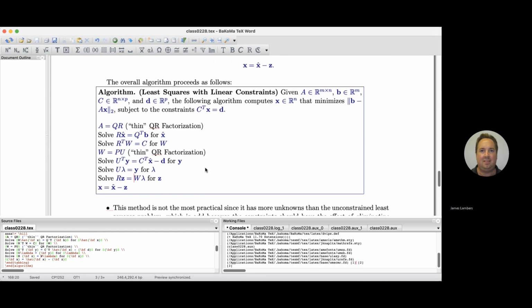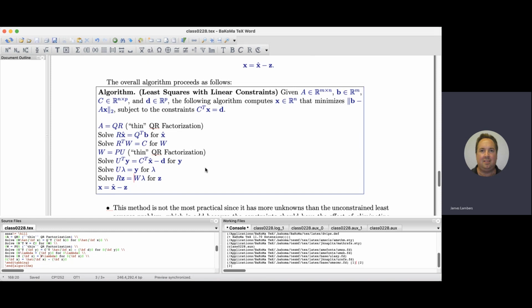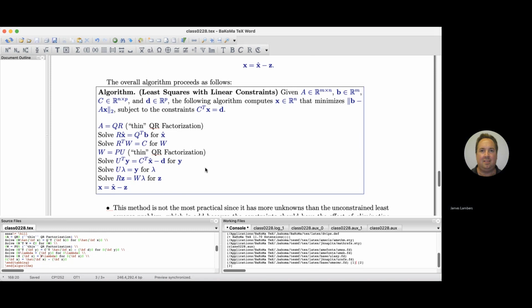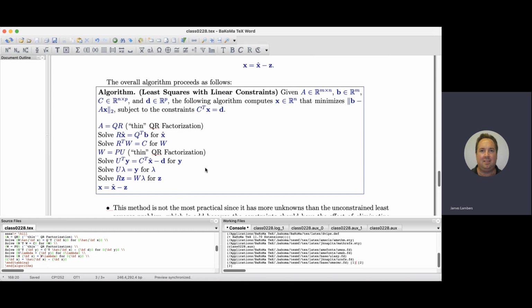Now, there's one problem with this algorithm. We were originally trying to find X, which has n variables, and p constraints are applied to them. But then we recast the constrained minimization problem as one of minimizing F, which depends on both X and lambda. So now, instead of trying to minimize a function of n variables subject to p constraints, we're trying to minimize a function of n plus p variables with no constraints.